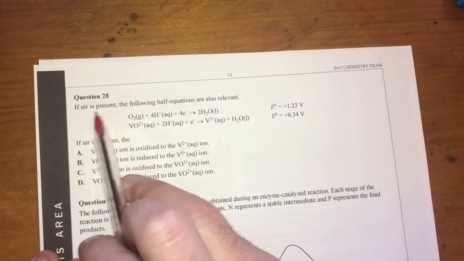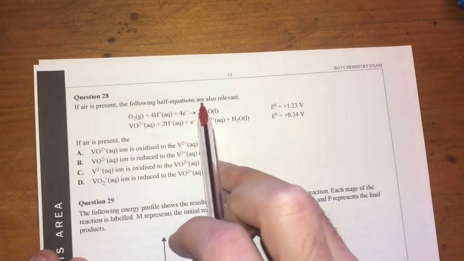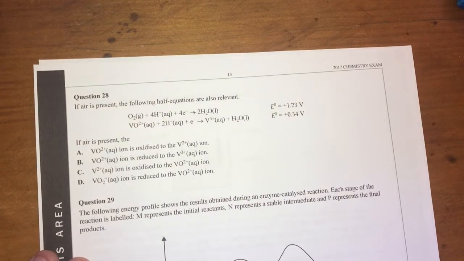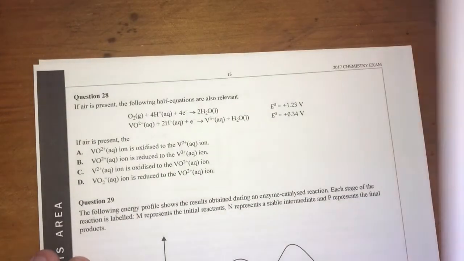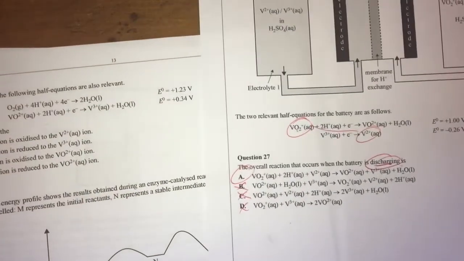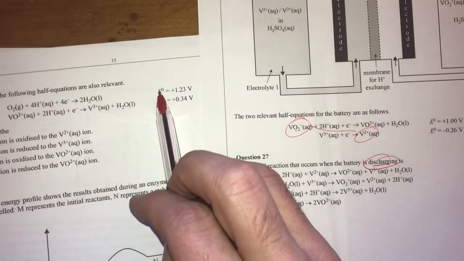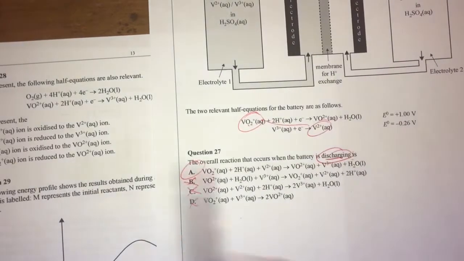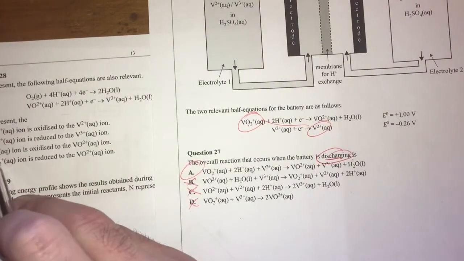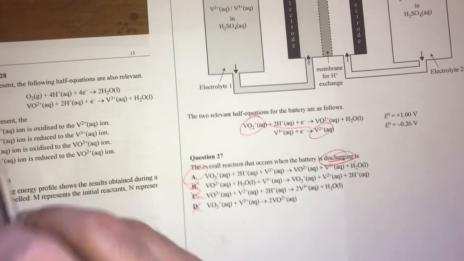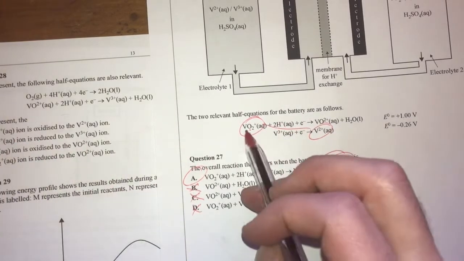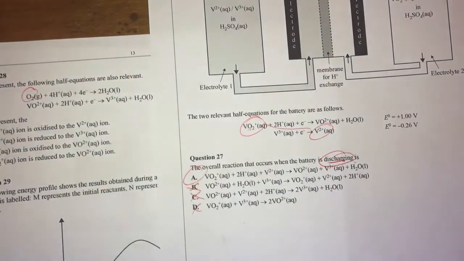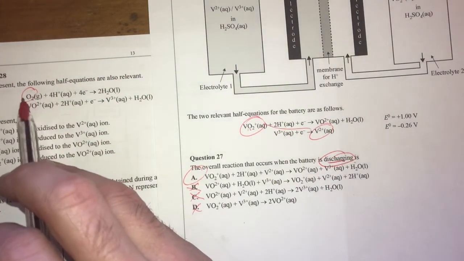Question 28. If air is present, the following half equations are also relevant. So here's two more half equations. We can add those to our couple over here as well. What do we notice about these? I notice that this is now the strongest one, and this one's halfway between the two. Alrighty, so what's going to happen if air is present? What is our strongest, what's going to happen? So if air is present, this will no longer react because the O2 is a stronger oxidant. So therefore, it's actually going to be reduced.